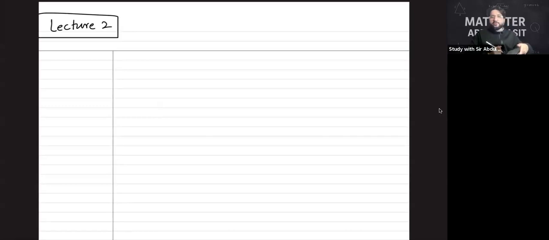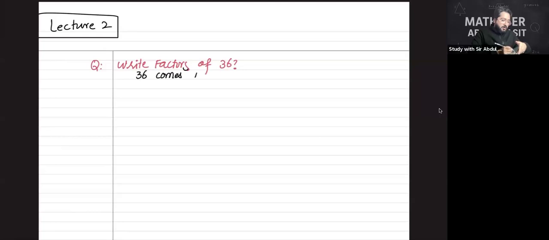Yesterday we discussed factors and multiples, and you can get a 1 mark question, or at least a 2 to 3 mark question, on factors and multiples. For example, the examiner can ask you to write the factors of 36. It means you have to tell the examiner that 36 comes in how many tables.